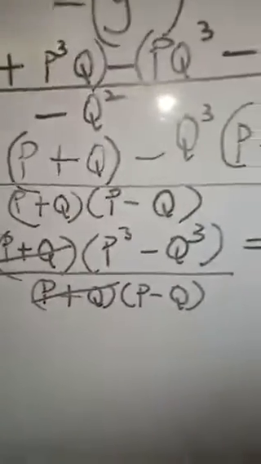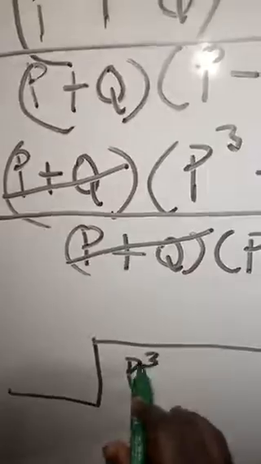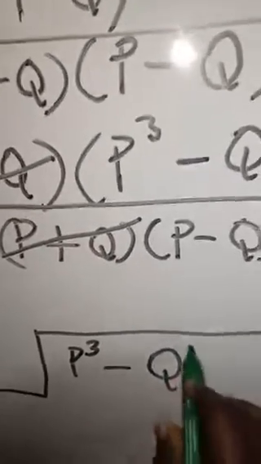And how do we divide this? We want to use polynomial long division. So from here, I want to draw the division line: p cube minus q cube, then p minus q.